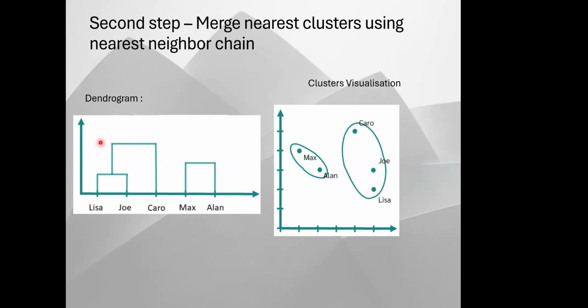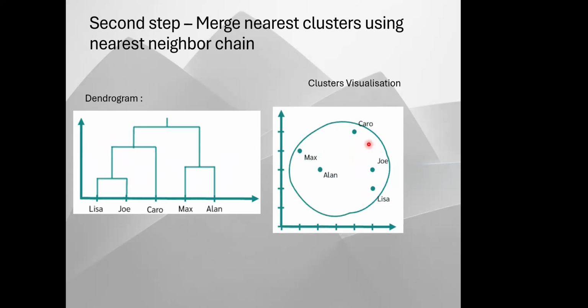Okay. And lastly, the last step of this algorithm is when every node is within the same cluster. Now we have merged everyone into the same cluster, and we have our final output dendrogram, which we can see is Lisa and Joe, Carol, and Max and Alan. Now arises the question, what to do with the dendrogram? It's nice, we have a dendrogram. Now we have one cluster. What do we do with this?